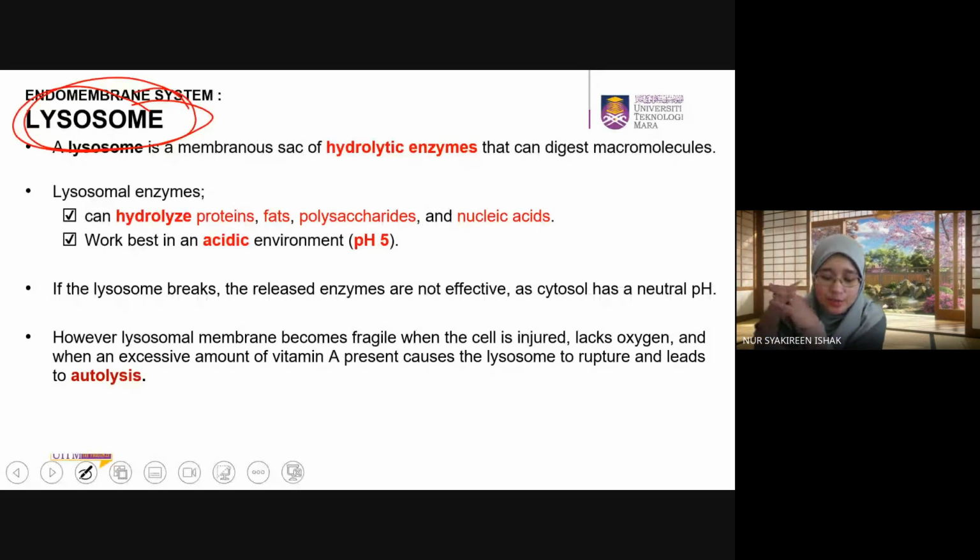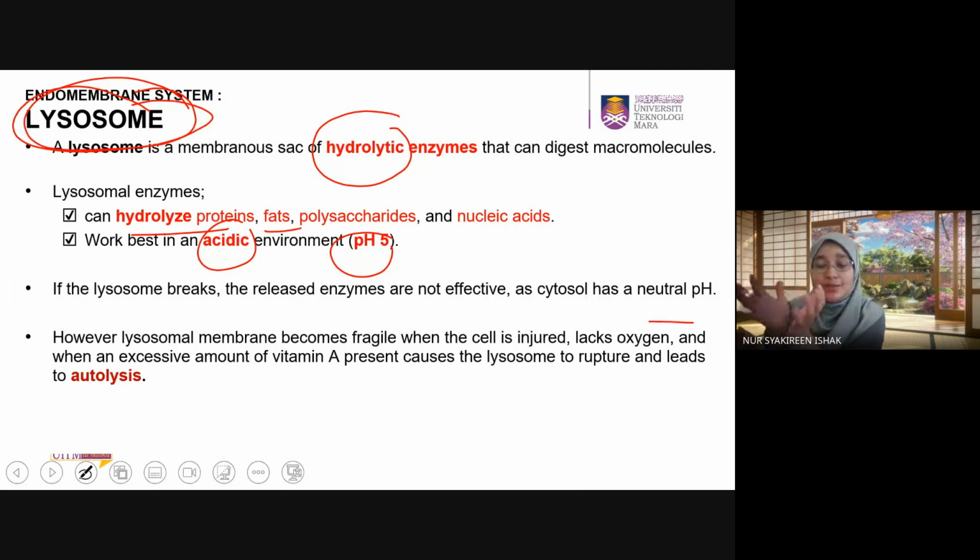Lysosome is a membranous sac of hydrolytic enzymes that can digest macromolecules. Lysosomal enzymes can hydrolyze protein, fats, polysaccharides, and also nucleic acids. The enzymes of the lysosome work best in acidic condition, usually at pH 5. So if the lysosome breaks, the released enzymes are not effective as the cytosol has a neutral pH.